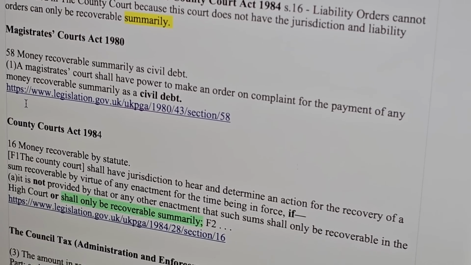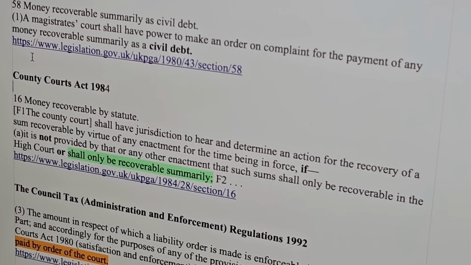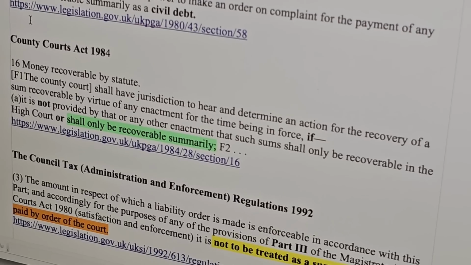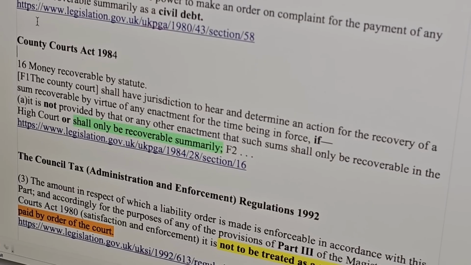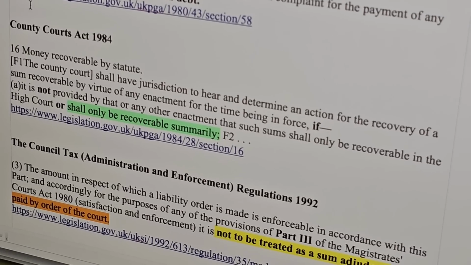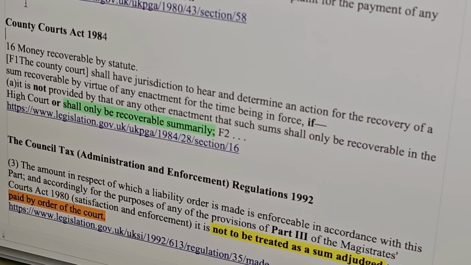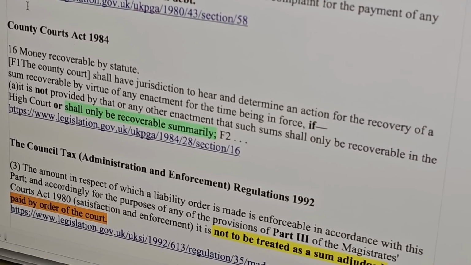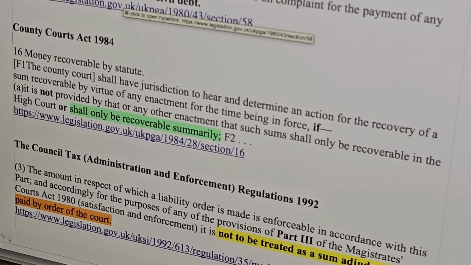recoverable by statute. The county court shall have the jurisdiction to hear and determine an action for the recovery of a sum recoverable by virtue of any enactment for the time being in force, if, and it means only if, A, it is not provided by that or any other enactment that such a sum shall only be recoverable in the High Court or shall only be recoverable summarily. Which means, if you read it backwards, that the county court does not have the jurisdiction to hear sums that are recoverable summarily that are carried out in the magistrates court.